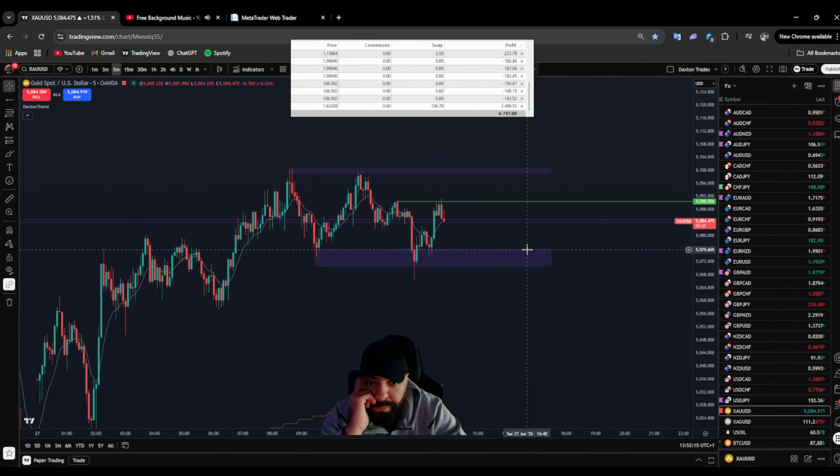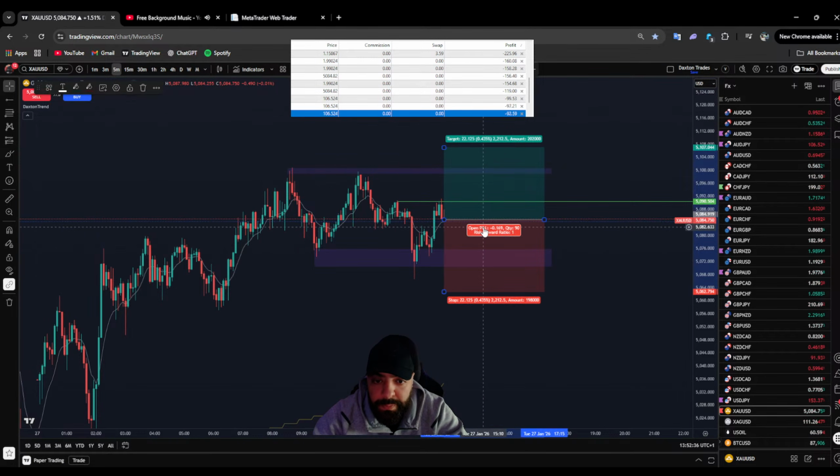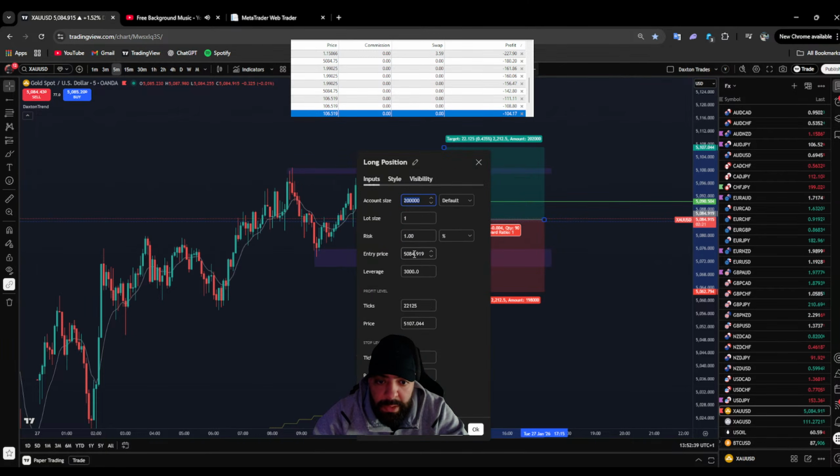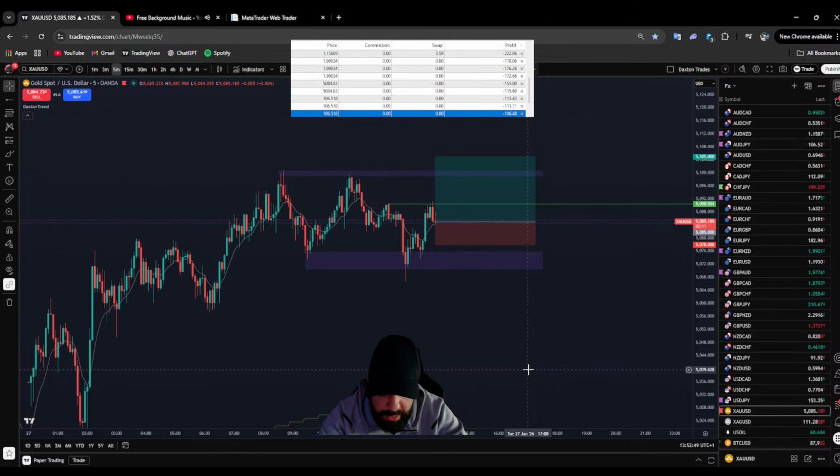Let's see. And please do not copy trade me. This is for educational purposes only. So I will enter a buy at 85 exactly. And let's see. So the trade is at 85, the entry. This will be the TP and this will be the stop loss. It's a bit risky, to be honest, but let's go.